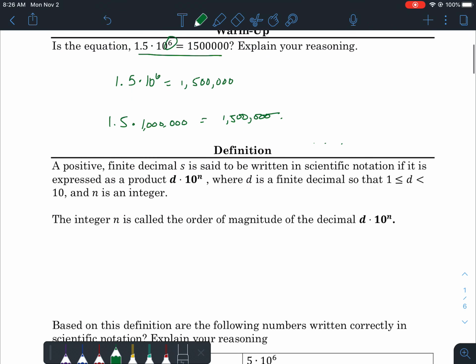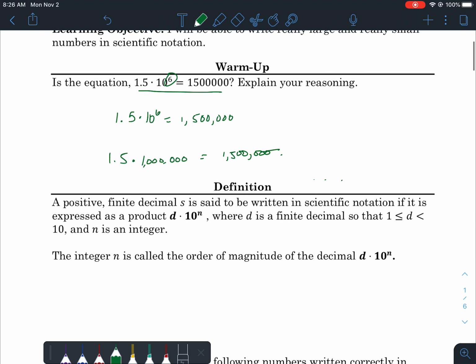Okay, so here's our definition of scientific notation. A positive finite decimal s is to be written in scientific notation if it is expressed as a product of d times 10 to the n, where d is a finite decimal, so that 1 is less than or equal to d, and d is less than 10, and n is an integer. n is called the order of magnitude of the decimal d times 10 to the n.